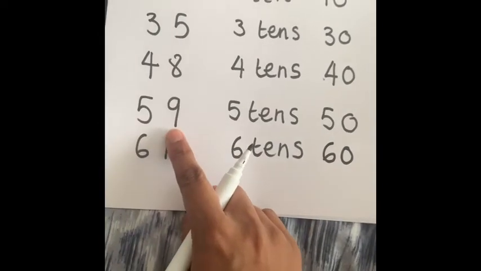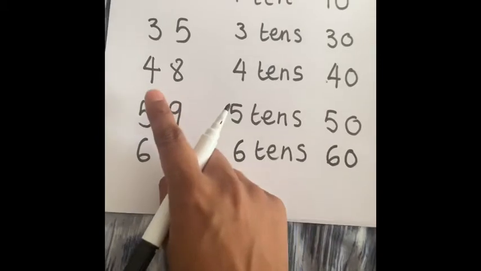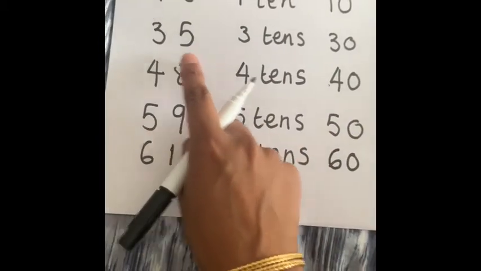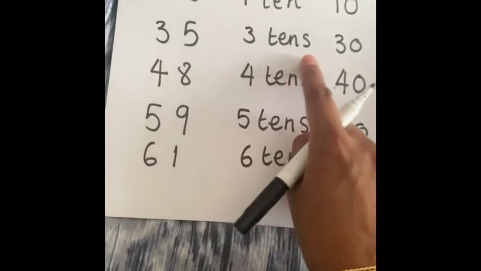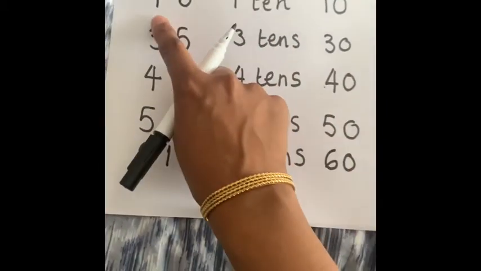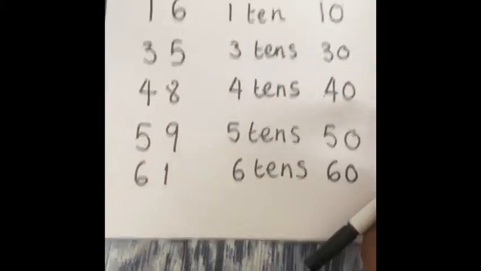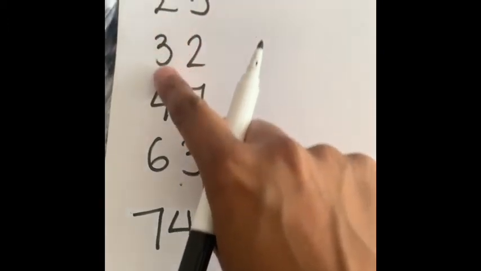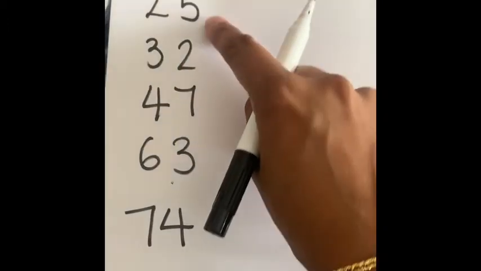The 5 in 59 is worth 50. The 4 in 48 is worth 40. The 3 in 35 is worth 30, and the 1 in 16 is worth 10. Let's take a look at these numbers. We know that these are the tens numbers, these are the ones.